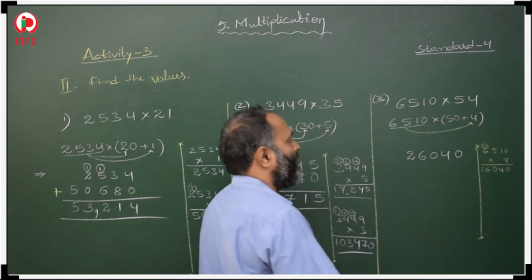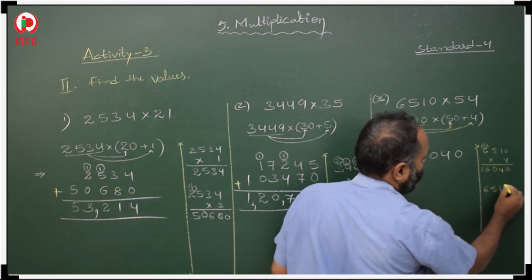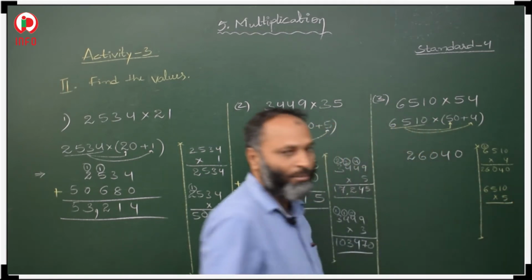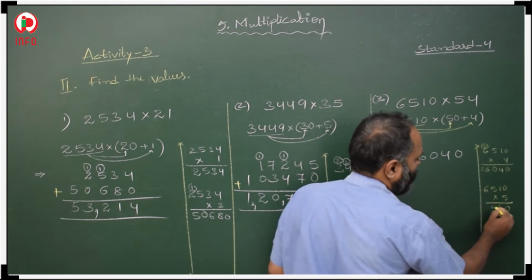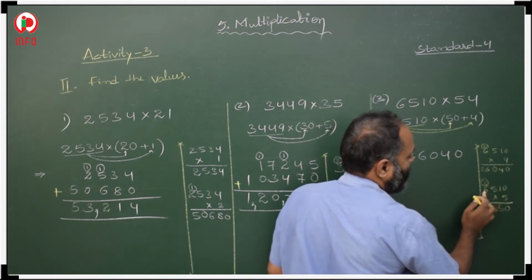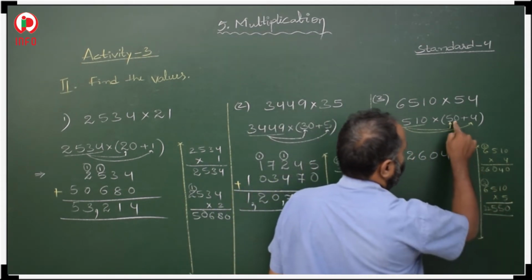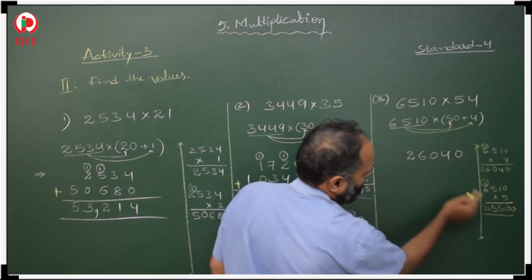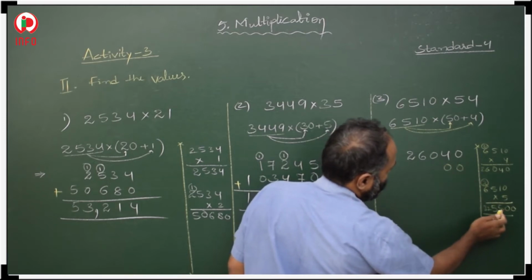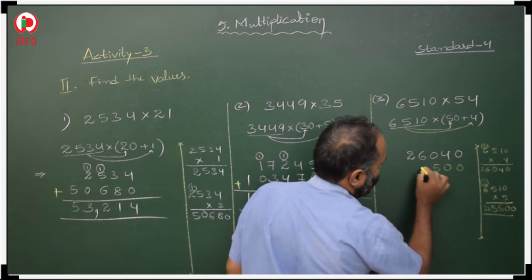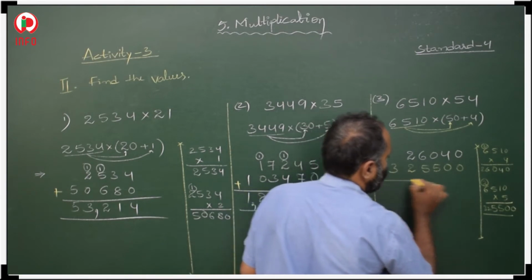Now, 6,510 with 5. Now, multiply. 5 zeros are 0, 5 ones are 5, 5 5s are 25 and 2 carry over here, 5 6s are 30, 30 plus 2 is 32. Then one 0 we have to take. In 50, one 0 is there, one 0 we have to write. Then how to write this number? First, this 0 here in ones place, another 0 in tens place, 5 in hundreds place, another 5 in thousands place, 2 in 10,000s place, and 3 in lakhs place.